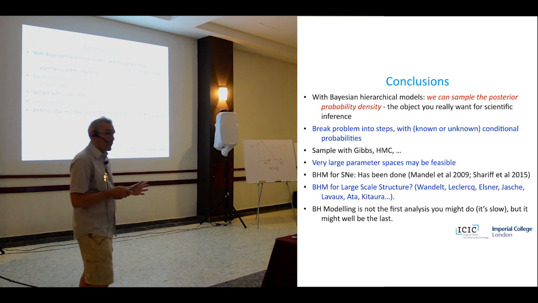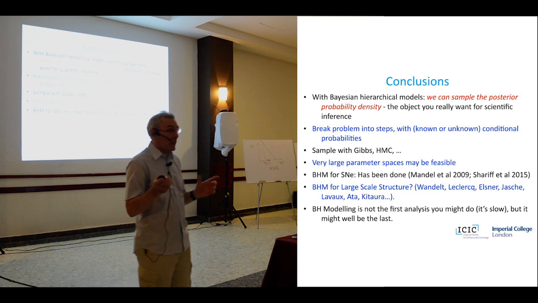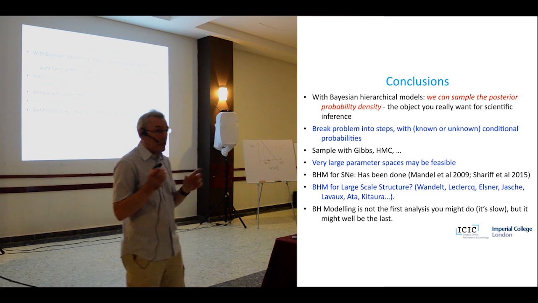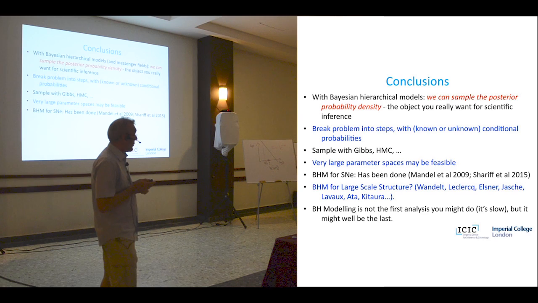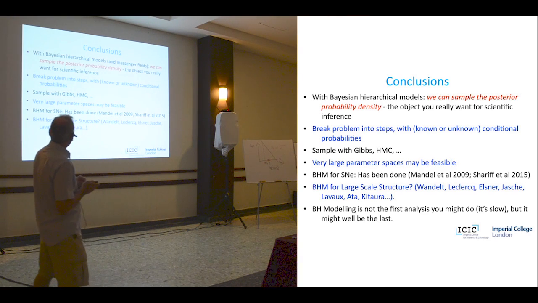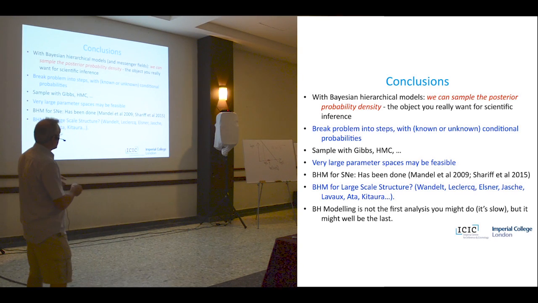And this has been done for supernovae. You could do the Bayesian hierarchical model very straightforwardly with the data that you've been using today, and that's been done in recent years. Interestingly, the results that come out of the recent analysis are actually quite different from the standard analysis, getting quite different parameter inferences.